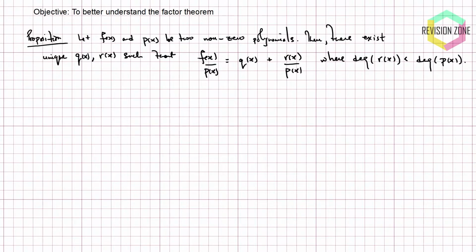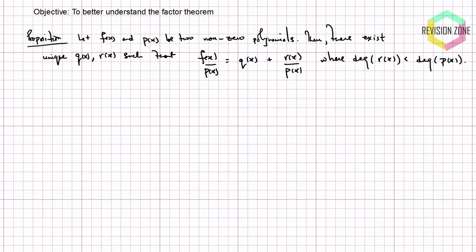It says if we've got two polynomials, f of x and p of x, and of course these two are taken to be non-zero polynomials, then we can divide f of x by p of x and get q of x and r of x, which are the quotient and the remainder respectively, and write it in this form such that the quotient and the remainder are unique. That's quite an important thing. And the other thing is that the degree of the remainder has to be less than the degree of the polynomial that we were dividing by.